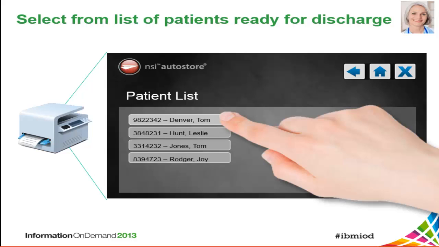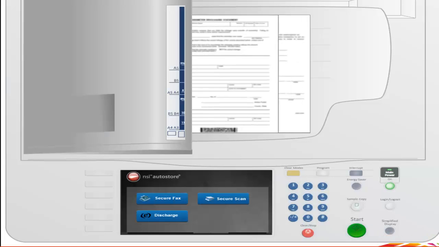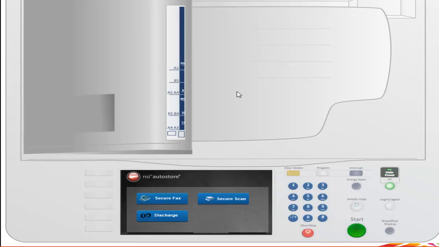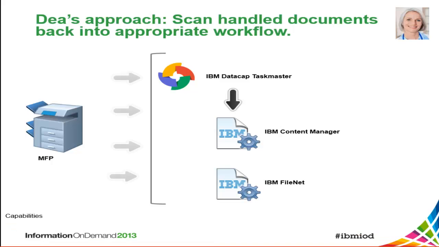In this case, she sees a patient that she was just working with, Tom Denver. She can click on that patient, put in the discharge documents, scan the documents, and they automatically go into the workflow to accelerate the discharge process. As those documents are being processed, they can be complemented by the IBM solution set, such as DataCap, Content Manager, FileNet, and case management solutions. So it's a very simple way to accelerate the workflow. Dee can still handle the paper documents and still get those physical signatures, but instead of putting them into a basket to maybe get processed later that evening or days later, she can simply walk up to a multifunction device to scan those documents.